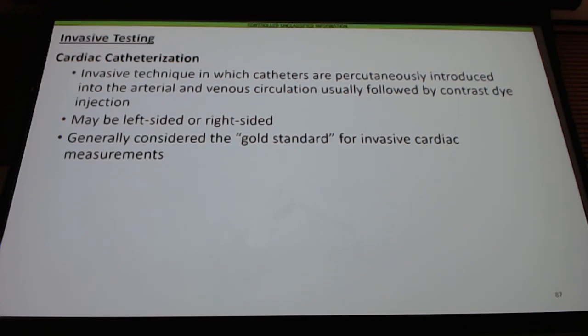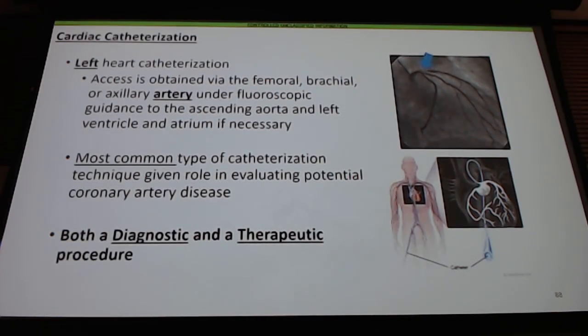Then we went on and we started talking about invasive testing, and the first one we talked about was catheterization. We talked about how this could be a left or a right, and there's a reason you would do a left over a right, or vice versa, depending on what you are trying to evaluate. We talked about a left heart cath. To get access to the left side of the heart, we need to go through an artery. So think of this as a much more invasive test, bleeding risks and all those types of things. But the advantage of a left heart cath is it can be both diagnostic and it can be therapeutic.